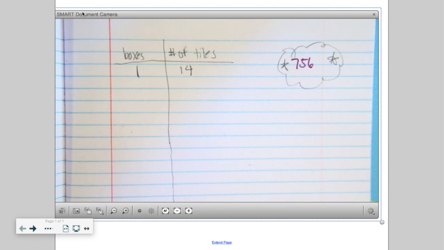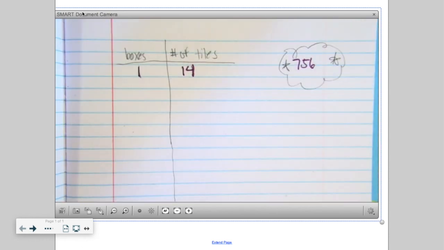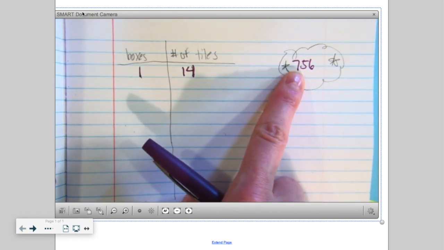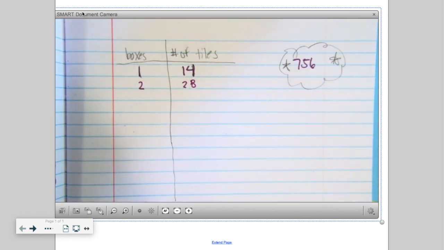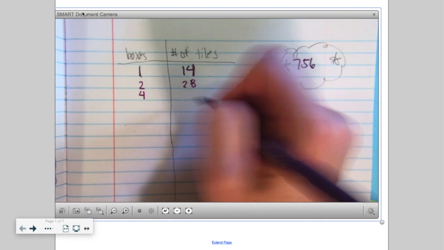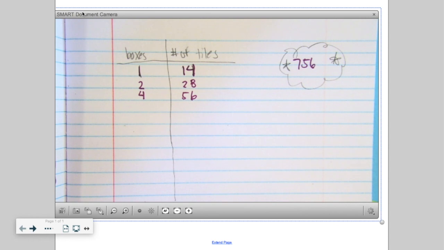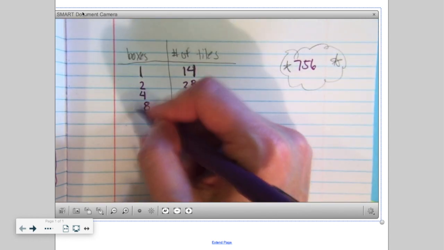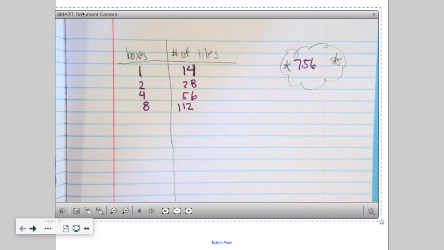It's exponential growth. I talked about it in the other PODs. When we double, we can get to a big number like this pretty quickly. Let me show you what I mean. If I have 1 box, I have 14 tiles. So I need 756 tiles. If I have 2 boxes, I have 28 tiles. If I have 4 boxes, I have 56 tiles, because 28 doubled is 56. If I have 8 boxes, I have 112 tiles. 56 doubled is 112. Still pretty far away, but my numbers are really growing quickly.